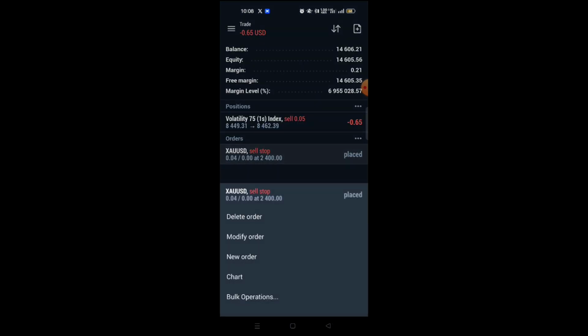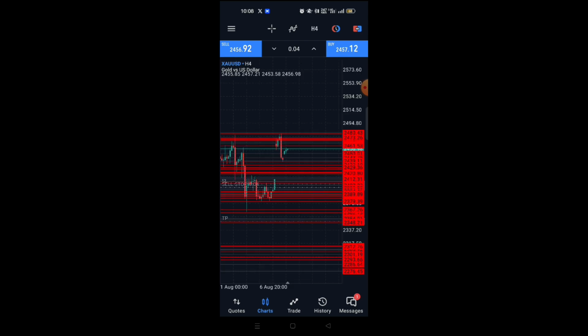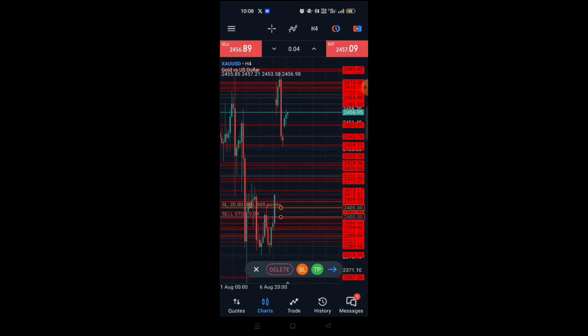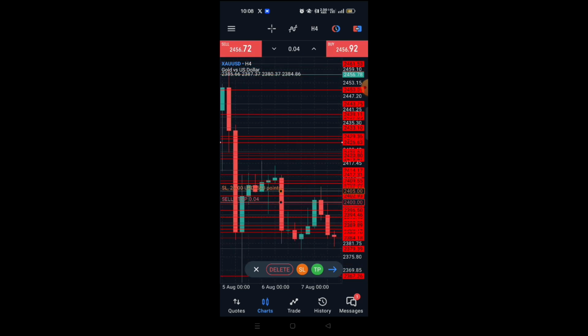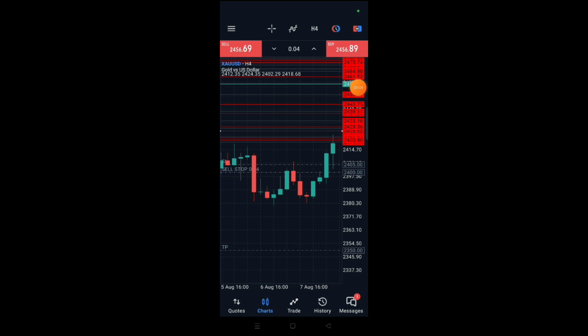Then let me go to the chart now. So if I go to the chart now, I will see it. Hope you can see. Forget all the lines now. What this is showing me is that my SL is $20. You can see $20 is my stop loss. This is my entry here, 0.04. But let me delete all these lines so that it won't confuse you. Okay, now I've cleared it so you can see it clearly.